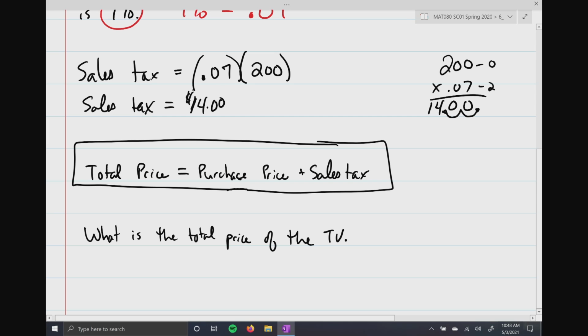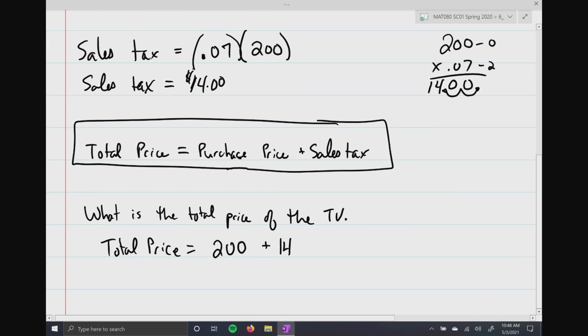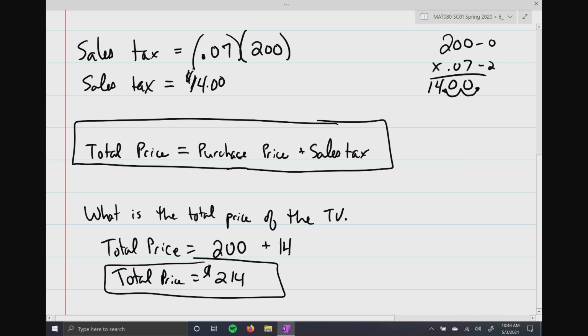So I can extend this question one step further and say, okay, we know the purchase price is $200. We know the sales tax is $14. How much is my bill actually going to be? So my total price is going to equal the purchase price, which is $200, plus my sales tax, which is $14, for a total price of $214. Does that make sense, everyone?